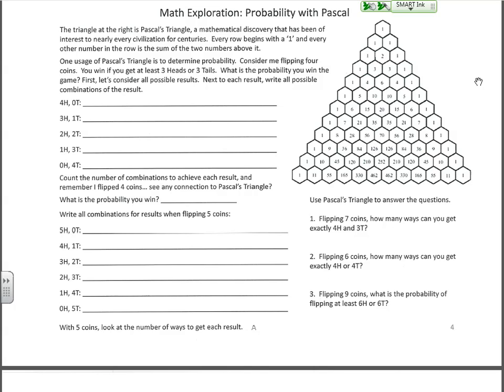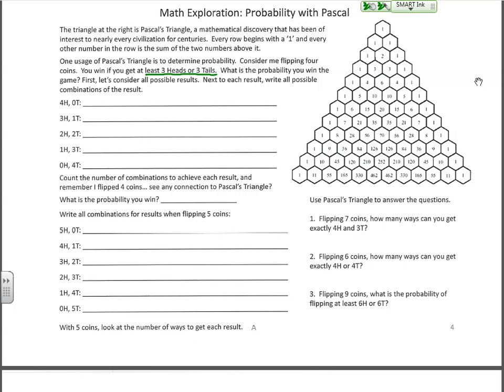Consider me flipping 4 coins. Okay? You win if you get at least 3 heads or 3 tails. And the question here is, what is the probability that you win the game? And first, to kind of set this all up, let's consider all possible results. Next to each result, write all possible combinations of that result.